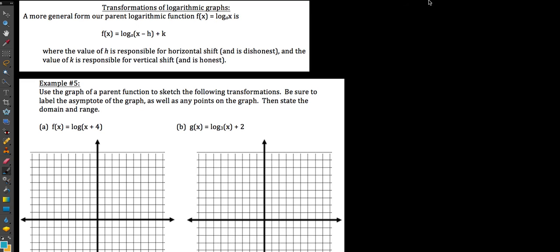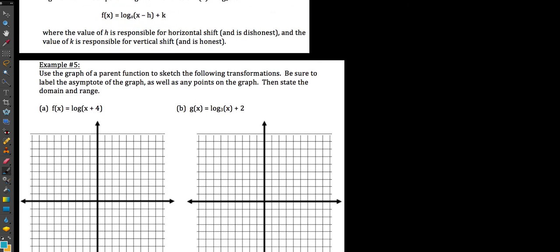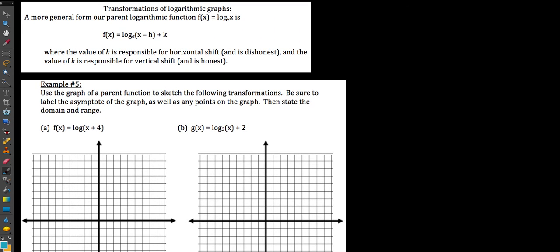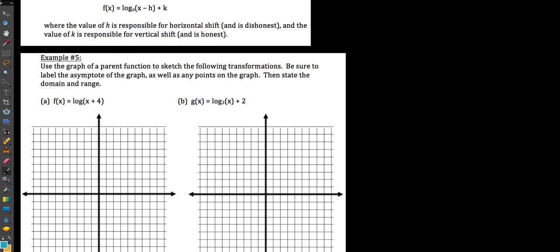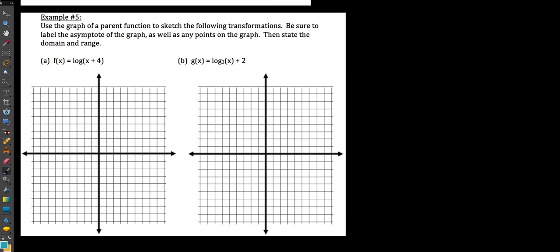As we look at graphing a couple of transformations of this now, we can still graph the transformations, but we need to know what the parent function looks like first. Taking a look at these two here, it says: use the graph of the parent function to sketch the following transformations. Be sure to label the asymptote of the graph as well as any points on the graph, and then state the domain and range.